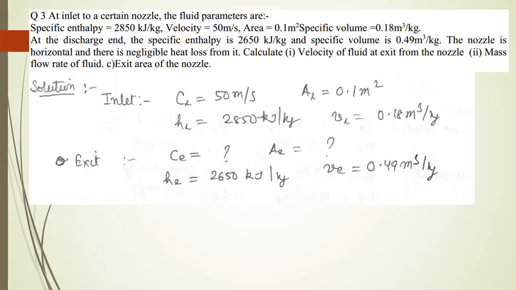Calculate the velocity of fluid at exit from the nozzle, the mass flow rate of the fluid and exit area of the nozzle. Now at inlet we are having velocity 50 meter per second, area 0.1 meter square, enthalpy 2850 kilojoule per kg and specific volume 0.18 meter cube per kg. At exit we don't know the value of velocity and area, we have to find out. Enthalpy at exit is 2650 kilojoule per kg and specific volume is 0.49 meter cube per kg.